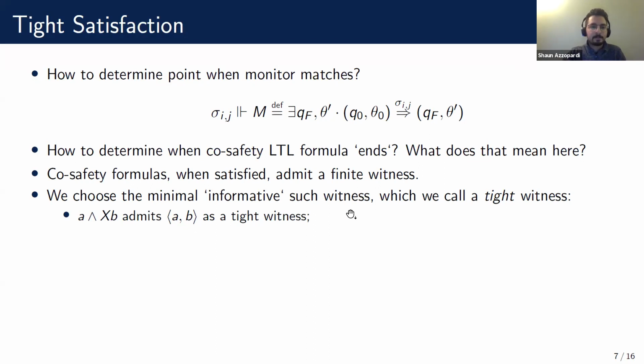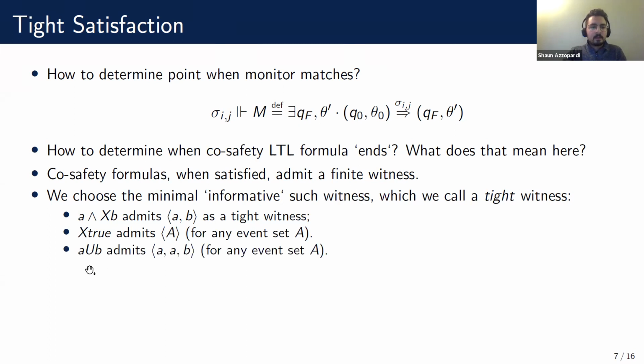If we have something like next true, then any finite trace of length 1 will satisfy it and would be a tight witness for it. But even though any continuation of the empty trace will satisfy it, we do not accept the empty trace here, since we have next here, we are going to wait at least one step. If we have something like A until B, then a trace like this will also be a tight witness for it, since we are going to wait until B occurs.